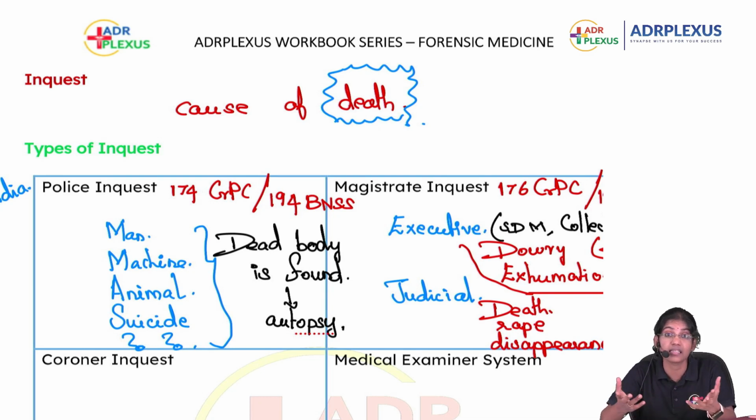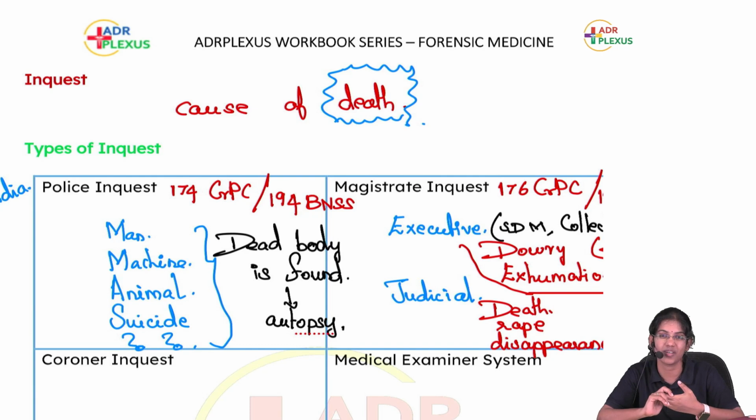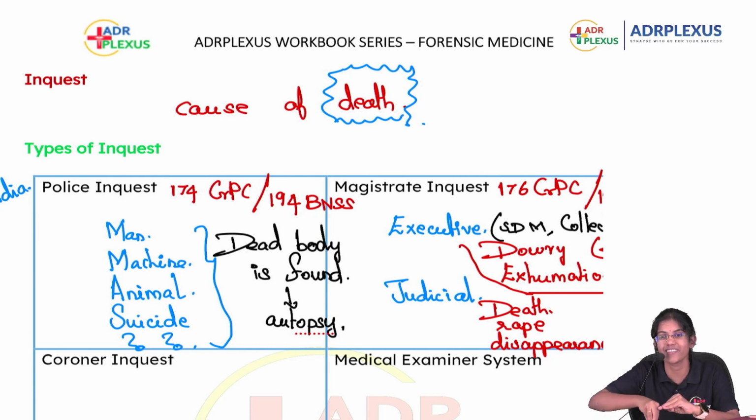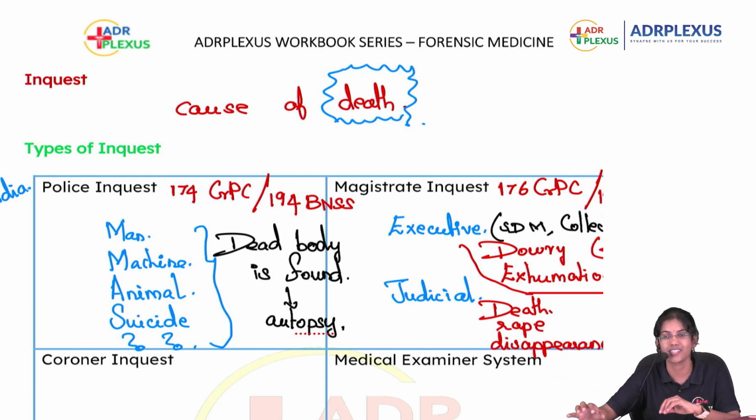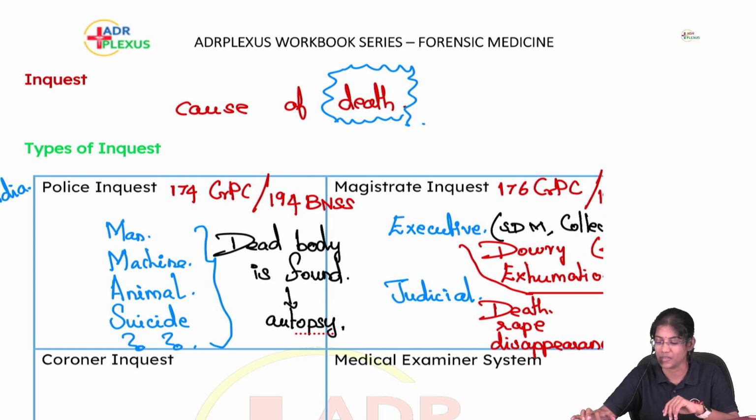Disappearance: police says that the guy has run off, right? Police says Don has run off. 2 days later, Don's body is found in a river, right? Now that's considered as disappearance from custody. So rape and disappearance need not be that the death happened inside the custody. Even if the person has died outside, you consider it as a judicial magistrate inquest.